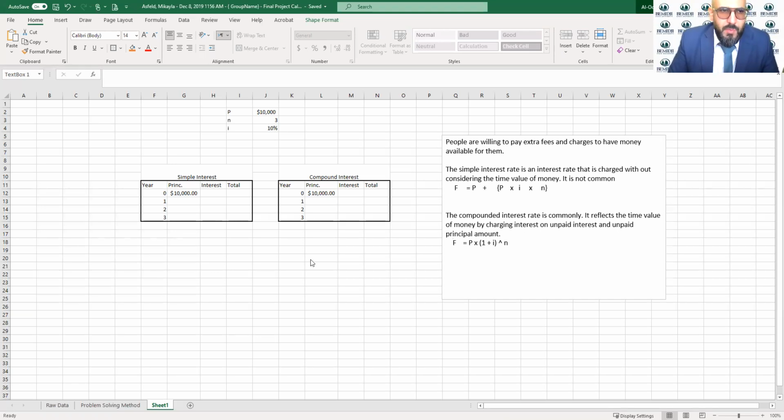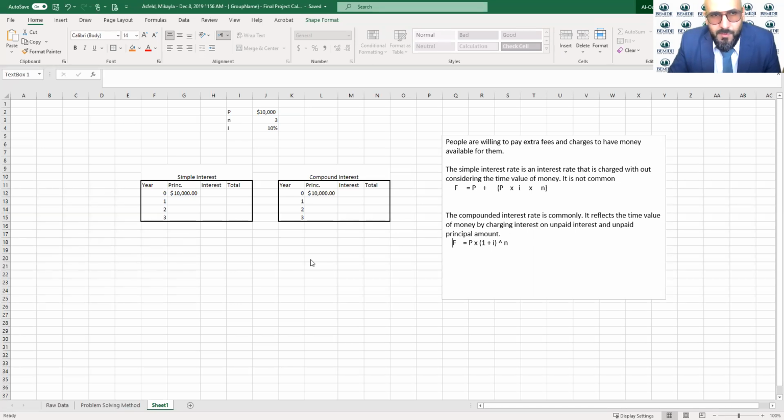So as we discussed, the interest rate is some charges that the banks and organizations charge people because they're giving money and making this money available for people. So people are willing to pay the extra fees and charges to have this money available for them. The simple interest rate basically does not consider the time value of money, and it's not common. Basically, we don't use it in real life.